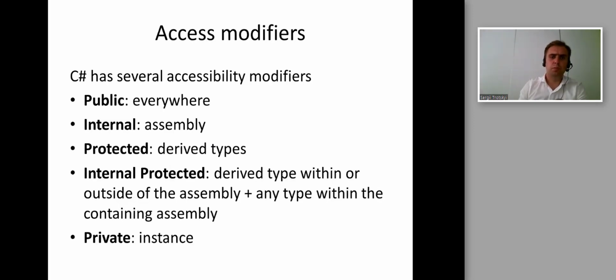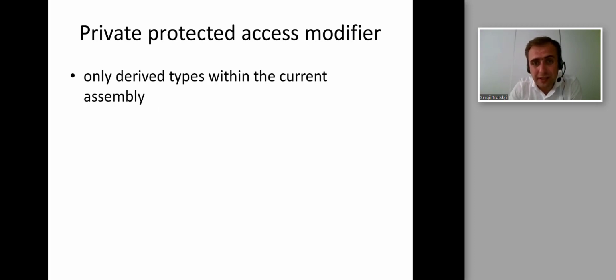So you probably know which access modifiers we had till C# 7. We had public, internal, protected, and private. You probably know the difference between them. Starting with C# 7, we got a new access modifier, which is called private protected. Private protected means that only derived types within the current assembly.